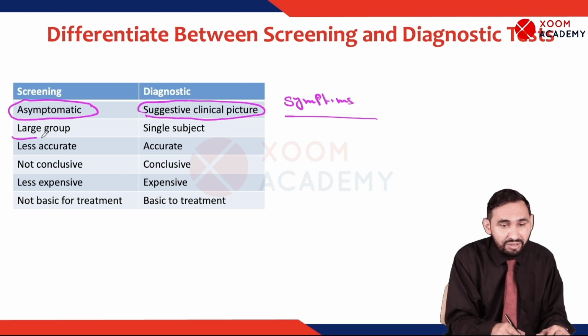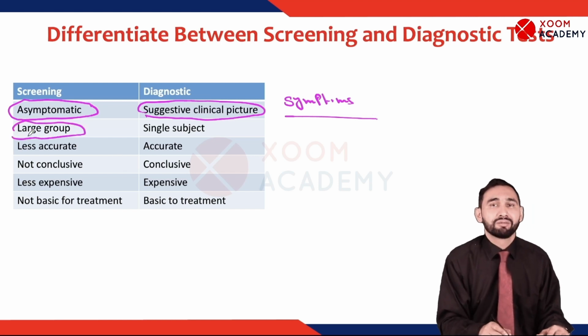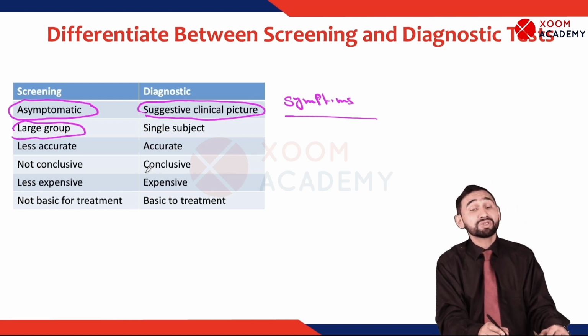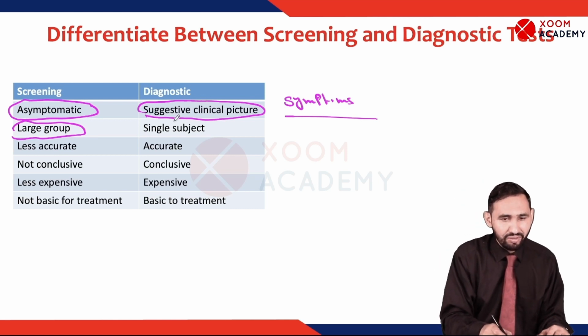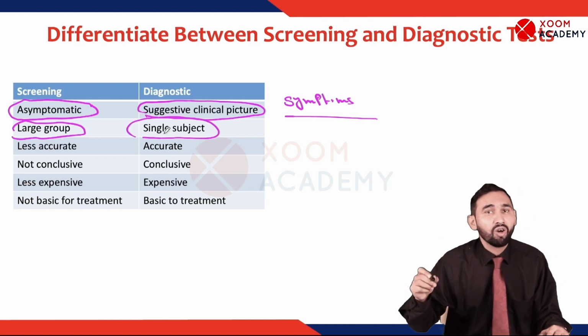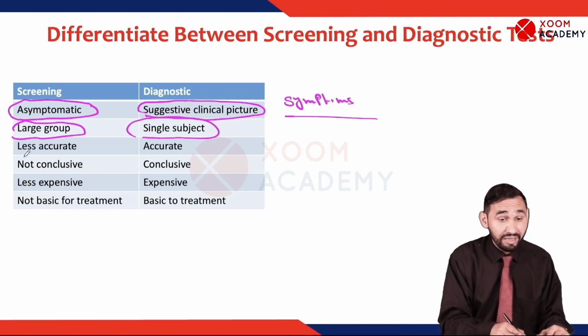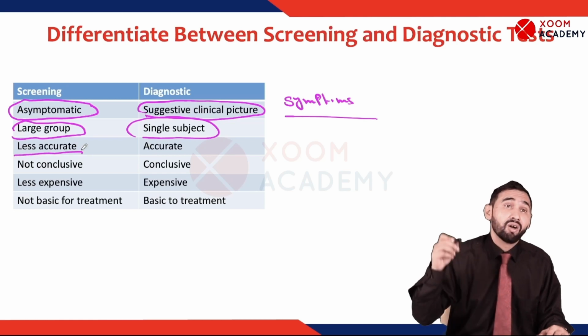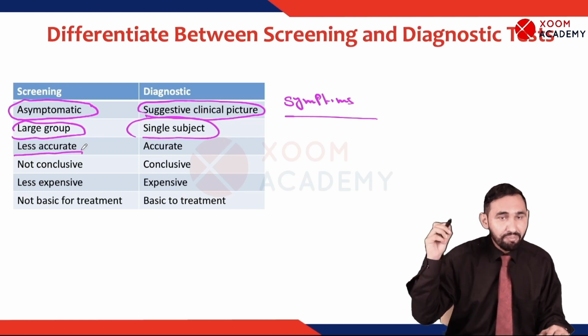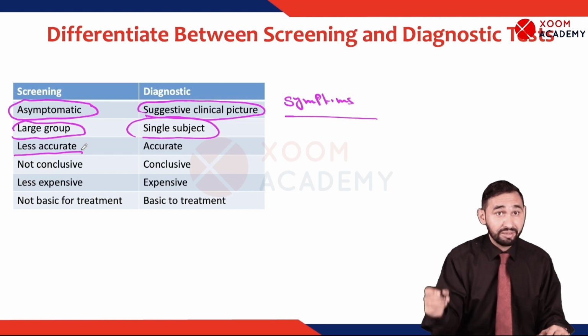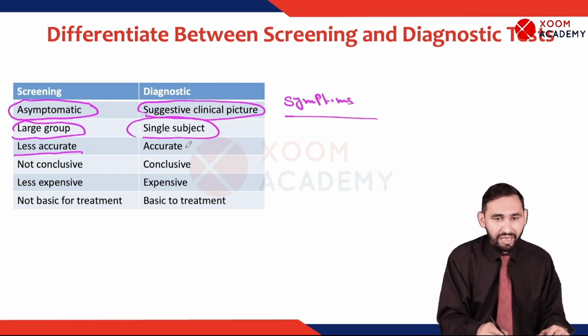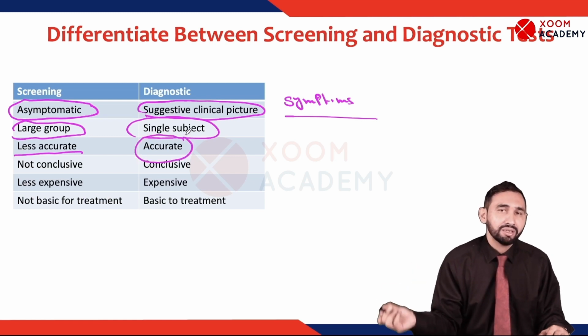Screening is done on a larger group. It is done on masses. It is done on the community. It's a community procedure. And a diagnostic test is done on a single subject, like one who has presented in the hospital with symptoms. A screening test is less accurate. Why? Because the tests are rapid. They are rapidly applied tests. They are applied on masses. So there are chances of false positives and false negatives. Diagnostic tests are usually accurate because they are done on one individual.